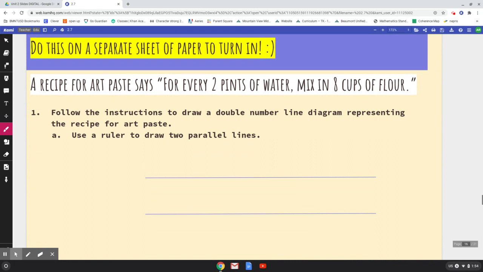Okay, so number 1 says, follow the instructions and draw a double number line representing a recipe. So for A, it says use a ruler to draw 2 parallel lines. So on your paper, you're going to draw 2 parallel lines that are spaced pretty well. I would not make them too close because you're going to be writing things on these.